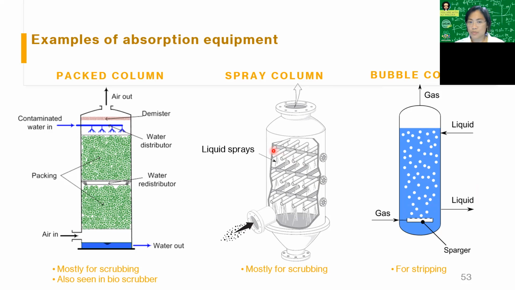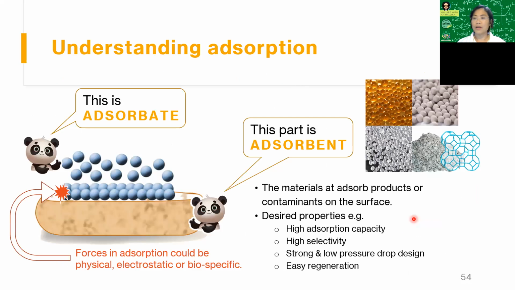So instead of spraying the liquid, now you're trying to bubble the gas and make the bubbles as small as possible. So you get a lot of surface area around the bubbles, because you're going to have many bubbles and each bubble has a lot of surface area. So in that way, the mass transfer could happen much more efficiently. Right. That was the absorption. Okay.